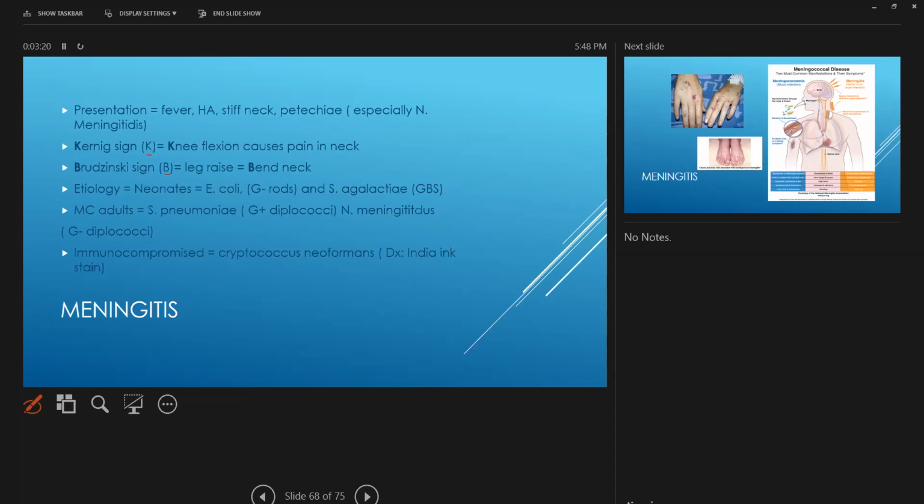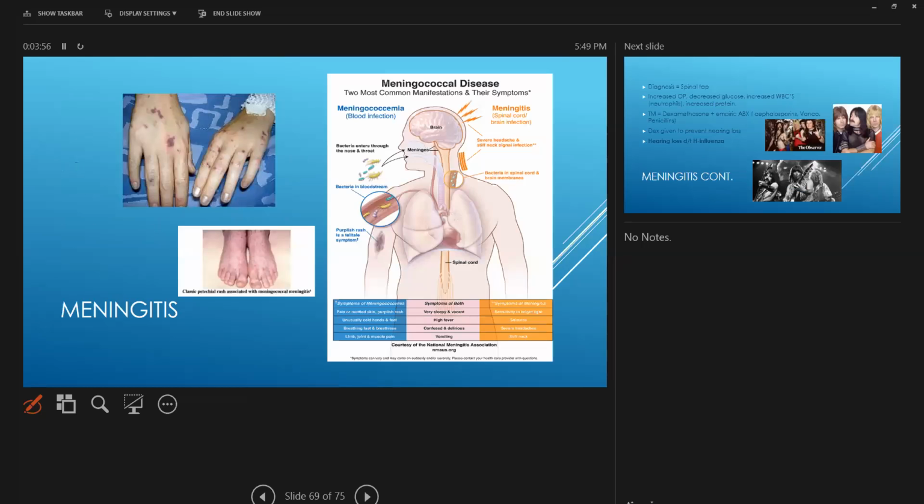The etiology is that neonates usually are going to end up with E. coli infection or beta strep group B from coming through the birth canal, being exposed to the mother's flora or some pathogens there. And then most common in adults is going to be Neisseria meningitidis or strep pneumo. And immunocompromised, we're looking at your fungal infections, which is Cryptococcus neoformans, and that is diagnosed with the India ink stain.